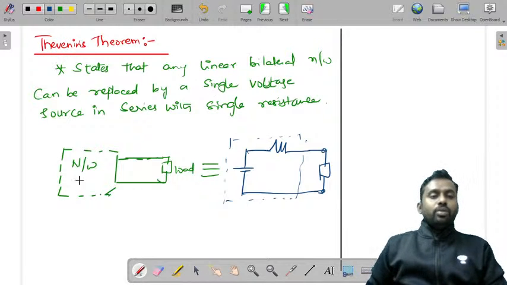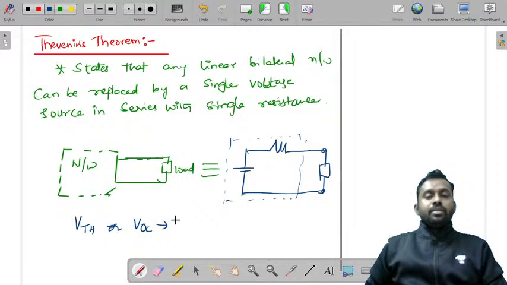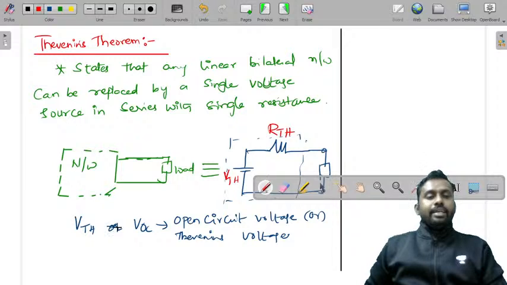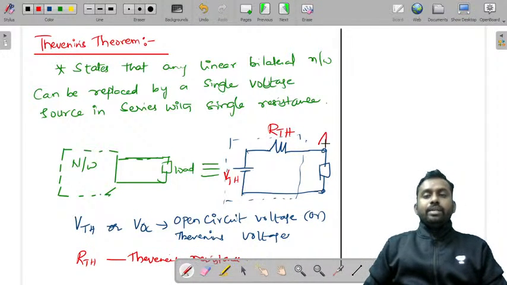And this value of single voltage source is called VTH or VOC. It is called the open circuit voltage or Thevenin's voltage. This is VTH. And this resistance is RTH, the Thevenin's resistance, and these are found at the load terminals A and B.